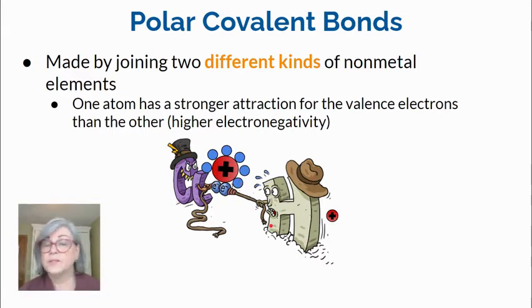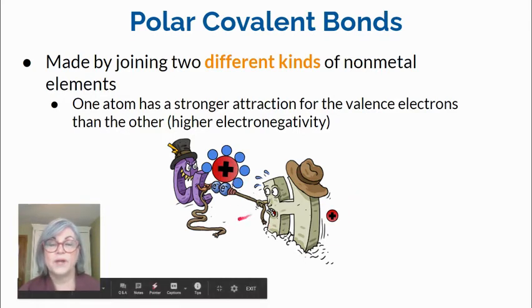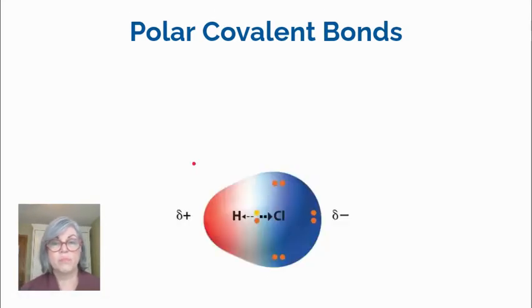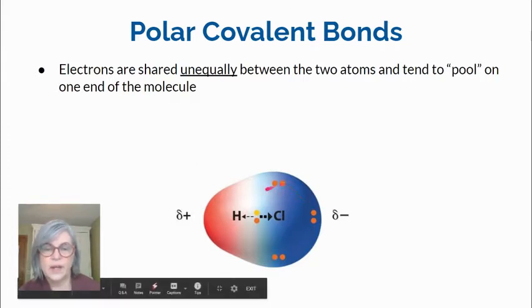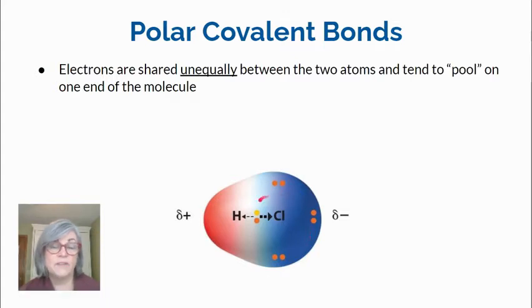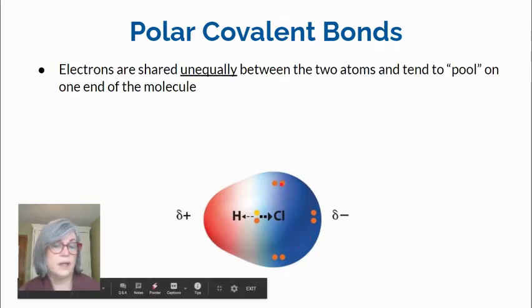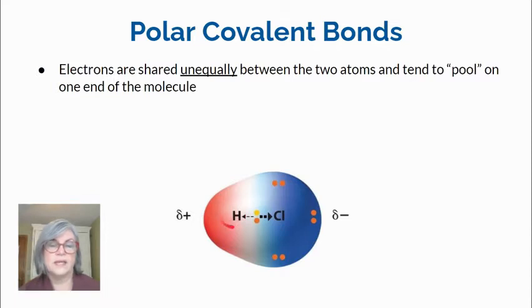Keep in mind the electrons are constantly moving, so every once in a while, one of these electrons will swing over here to be with hydrogen's proton as well. All right, so this is another way to picture that covalent bond. The electrons are shared unequally between the two atoms. So basically what happens is we get this pool of electrons over here. So we've got 8 electrons hanging out around chlorine and no electrons on this end hanging out around hydrogen.